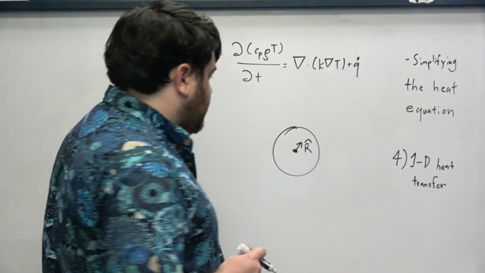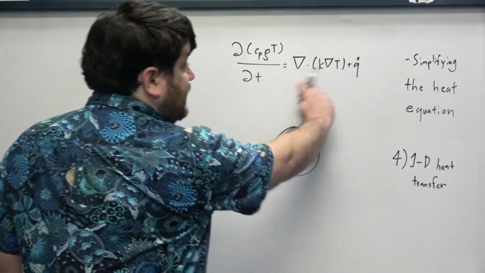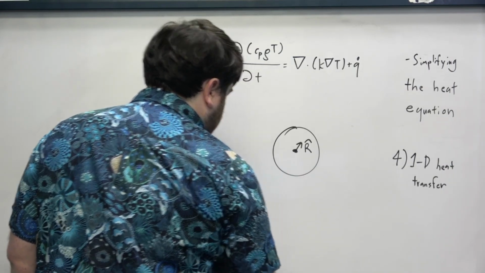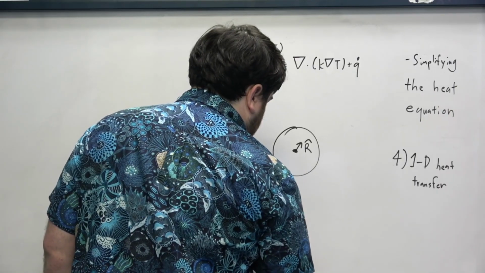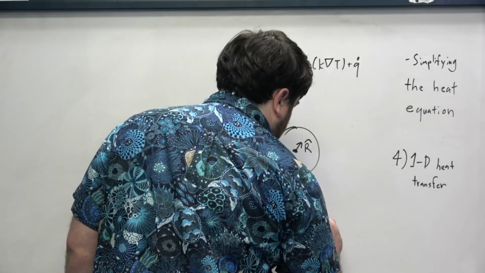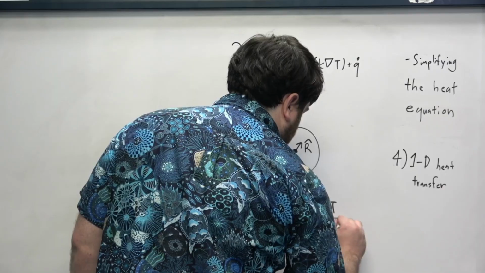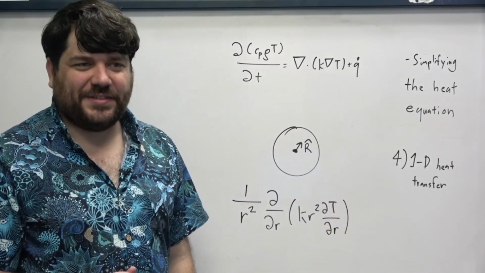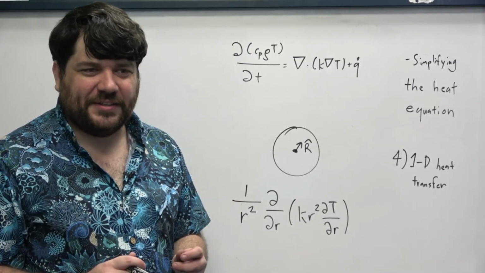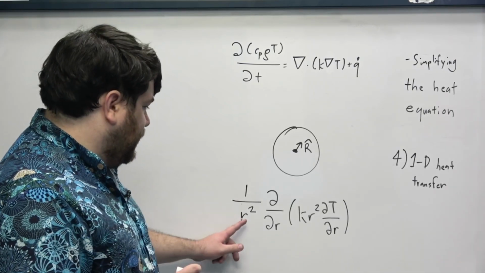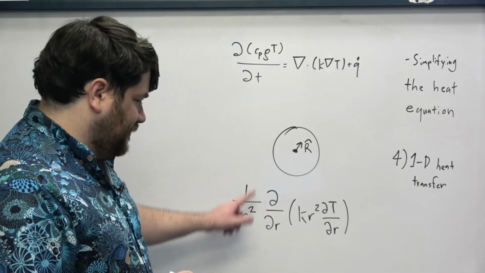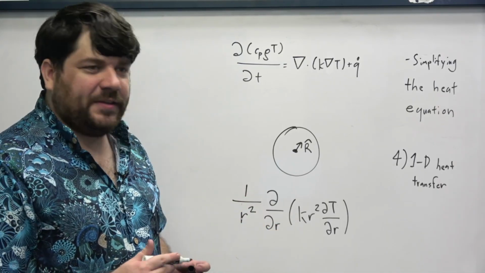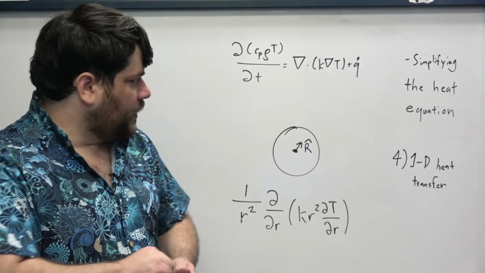For a spherical coordinate system, the way that we write down this expression is just 1 over r squared times the derivative of k r squared dT/dr. Okay? So this is the expression that we get. It's very similar to what we got in the cylindrical case, except that now we've got this r squared that shows up, the 1 over r squared over here, and then the r squared over here. So that's what it is.